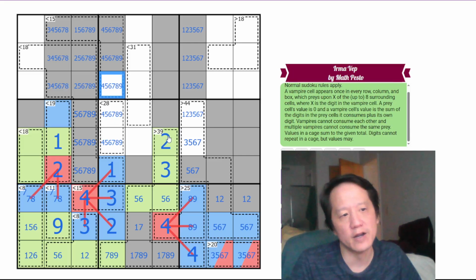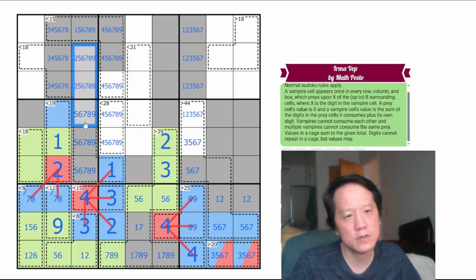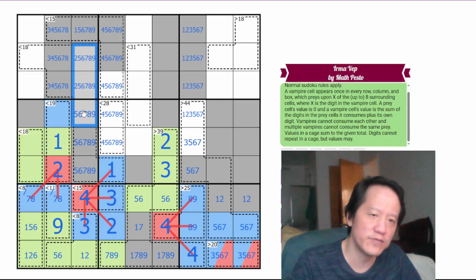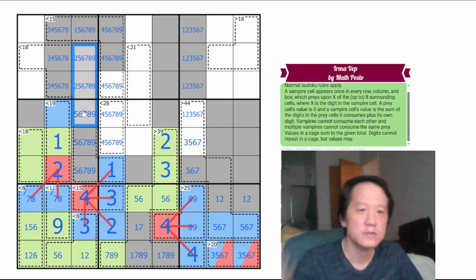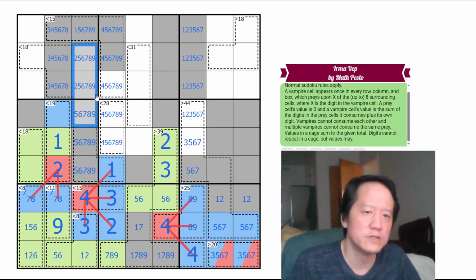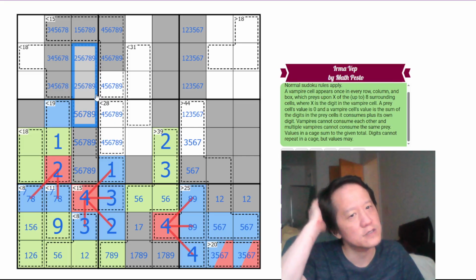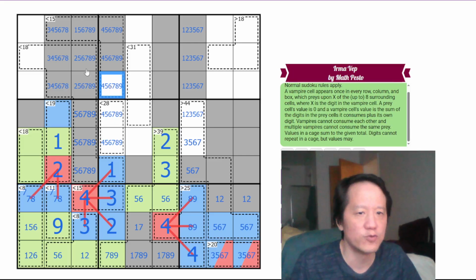If this is a vampire, how many would that prey upon? So this could be 8 and 9 technically. This would have to be at minimum 2, 5, and 6. What is that? 2, 5, and 6 is 13. So this by itself would be 13. Okay, this can never be preyed upon because it's not next to a vampire. These could be. This could be too.